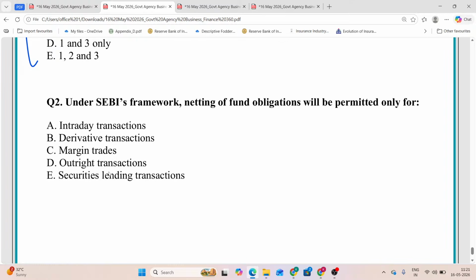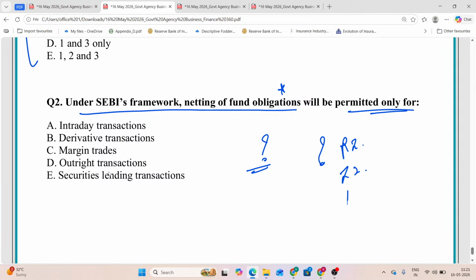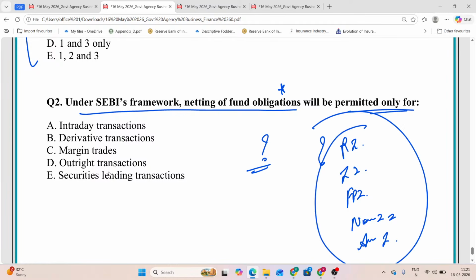Next question is, under the SEBI's framework, netting of fund obligations will be permitted only for what kind of transactions as well as for what kind of traders? For the retail investors, for the institutional investors, for the foreign portfolio investors, for the non-institutional investors, for the accredited investors. For which kind of investors the netting of fund obligations will be permitted? And for what kind of transactions? So these are the two questions that you have to answer.